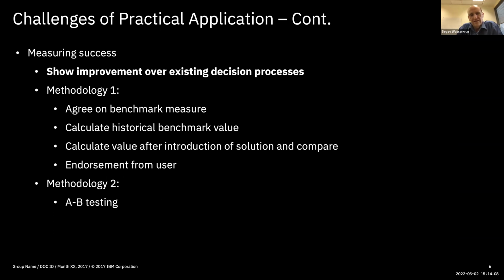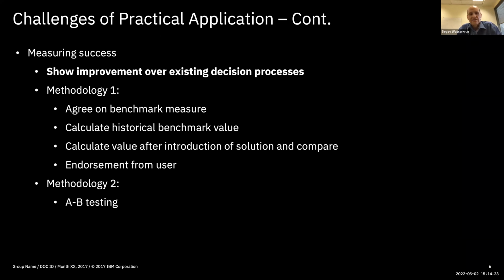And the final thing I want to cover, or the final challenge, is how do we measure success? And as I said, success is typically measured by showing improvement over the existing decision process. But how can we prove this? How can we show that indeed we're successful?